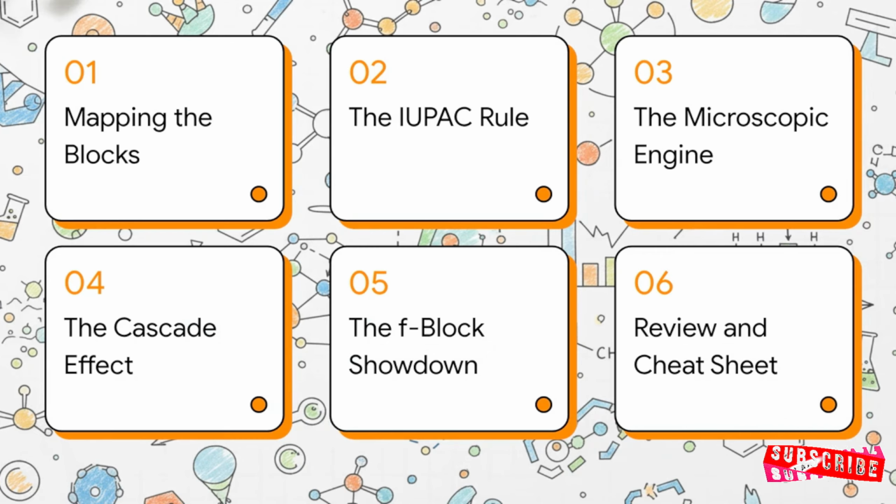Here is our game plan for today's high-yield review. We're starting with mapping the blocks, then the IUPAC rule, the microscopic engine, the cascade effect, the F-block showdown, and wrapping it all up with a fast review and cheat sheet.